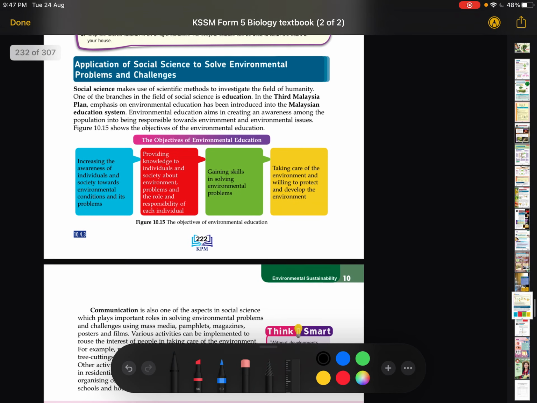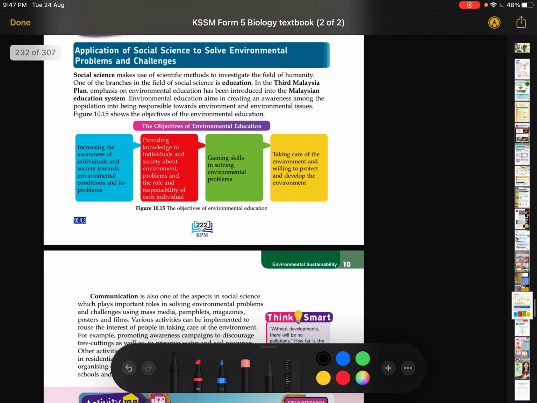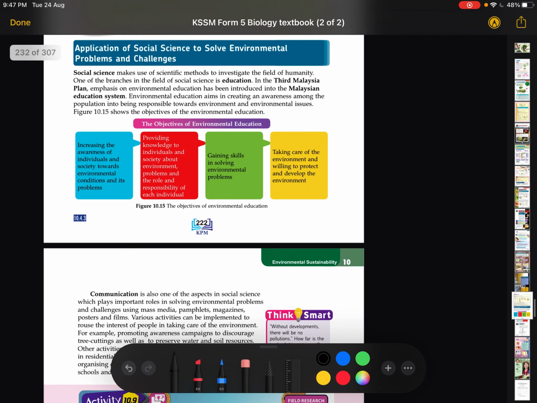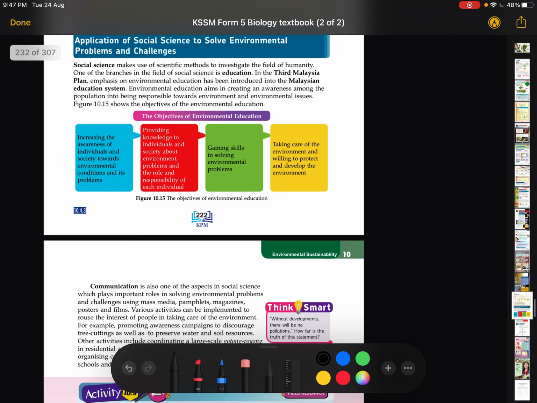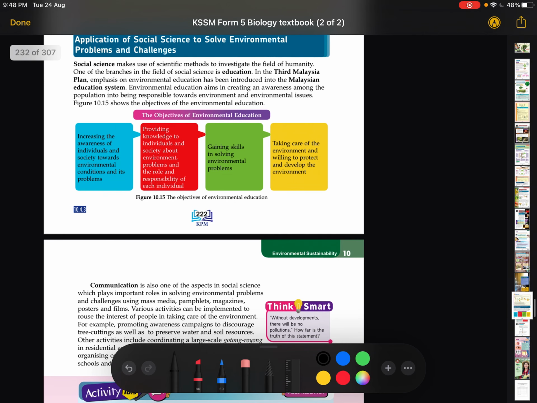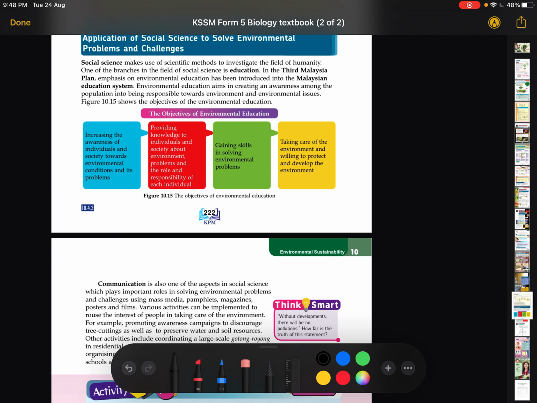Okay, application of social science to solve environmental problems and challenges. So, how do you get people to tackle the issue? Number 1 is you want people to be more aware of it. Number 2 is you want people to know more about it. Number 3 is you want people to be able to do it. And number 4 is you want people to be able to actually take care of the environment. So number 1, awareness. Number 2, knowledge. Number 3, skills. And number 4, actually taking care.